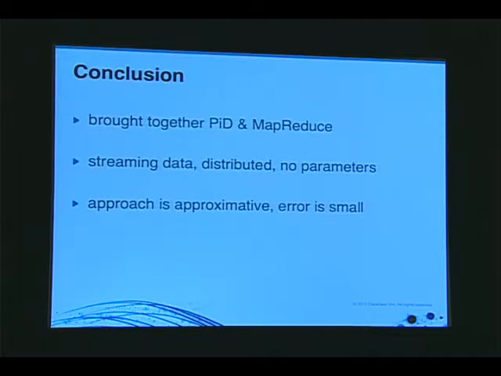Just a quick summary of what I told you. We brought together the PID algorithm, which is a streaming version of computing histograms, with MapReduce in a distributed environment. We dropped all parameters. This is an approximative method, but we could show that with the way we set the parameters to constant values, the error is small.